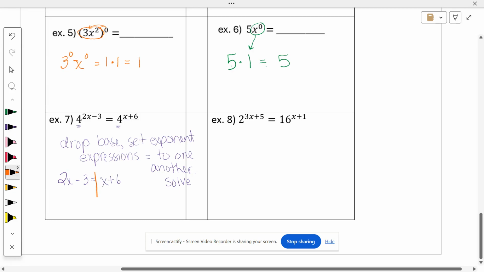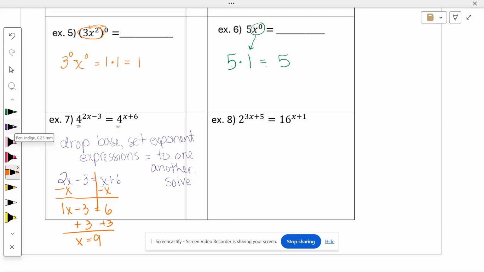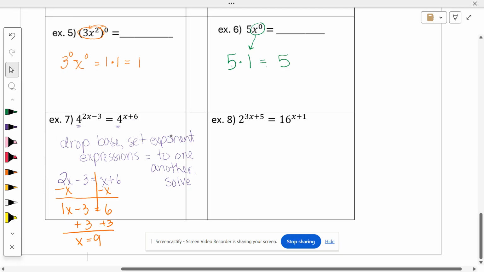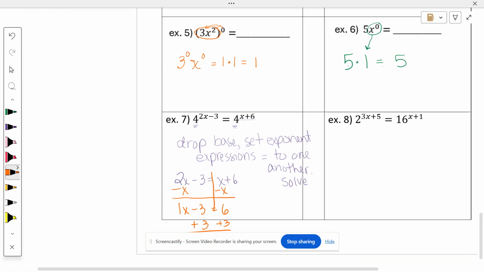So I'm just going to solve this equation. I'm going to subtract x from both sides. That gives me 1x minus 3 equals 6. Add 3 to both sides, and that gives me x equals 9. Well, I just don't know if I can believe that, so I'm going to do a check. I'm going to steal some space off to the left side and do a check because I want you to see how this works.